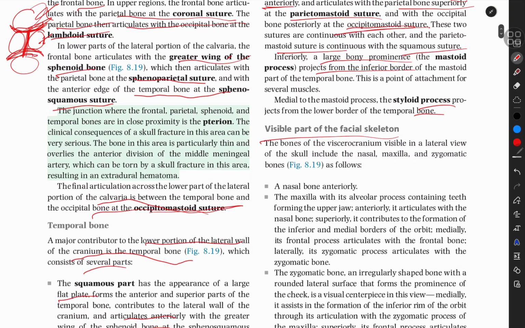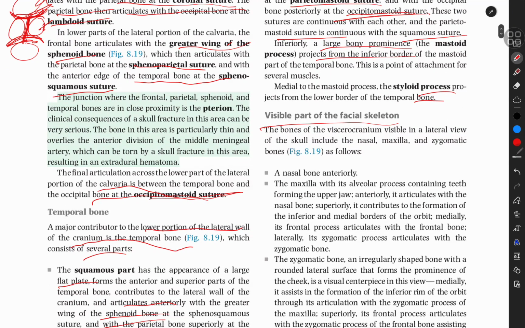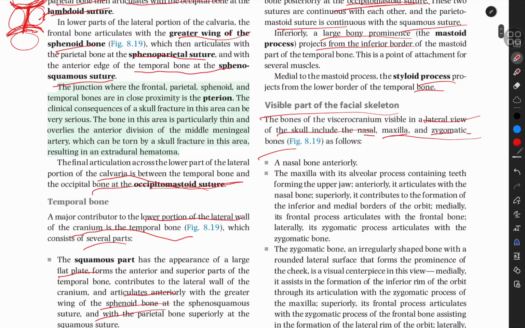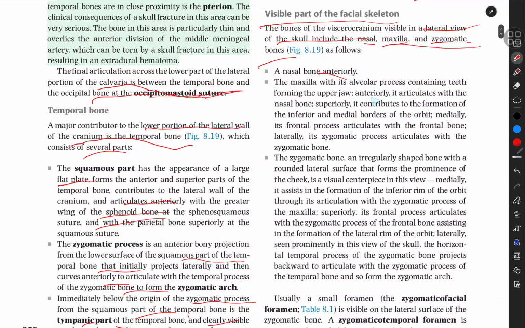Visible part of the facial skeleton. Bones of the viscerocranium visible in a lateral view of the skull include the nasal, maxilla, and zygomatic bones. We've seen these. Nasal bone anteriorly, maxilla with the alveolar process containing teeth forming the upper jaw. Anteriorly it articulates with the nasal bone. Superiorly it contributes to the formation of the inferior orbital rim.